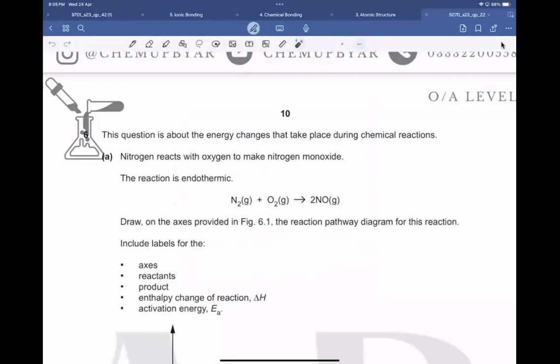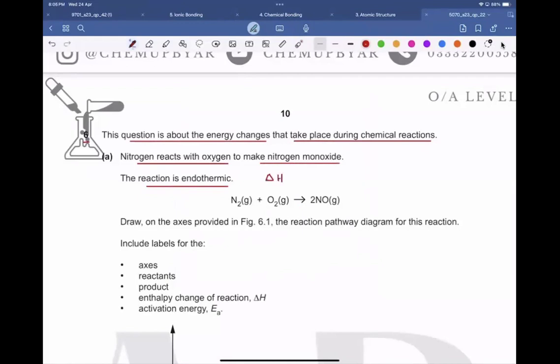So question number 6. This question is about the energy changes that take place during chemical reactions. Nitrogen reacts with oxygen to make nitrogen monoxide. The reaction is endothermic. So it means that the enthalpy change value would be positive and the energy of the reactants is lower than the energy of the products, as the reaction is endothermic. So when energy is absorbed or taken in and the product is formed, the product must have higher energy.